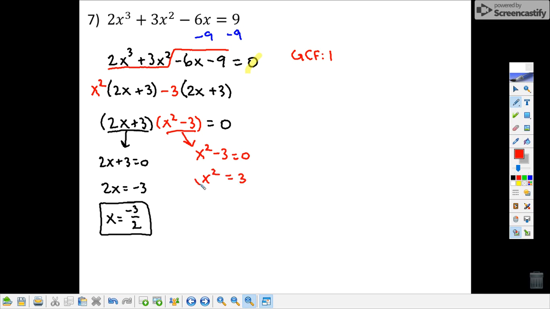Since it's squared though, I need to take a square root. And then you just need to remember that when you take a square root, you have 2 different answers. You have a positive answer that works and a negative answer that works. So we put that plus or minus sign in front anytime we take a square root. Okay, so don't forget that. So that means we actually have 3 answers. We have negative 3 over 2, we have positive square root of 3, and we also have negative square root of 3. And then you'd be done.